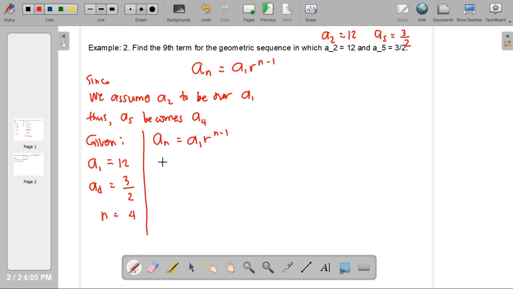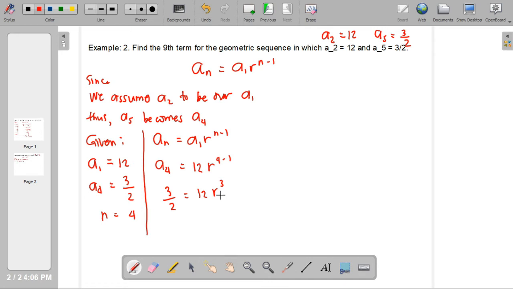Now, what is our a sub n? A sub n here becomes your a sub 4. That is your last term, the nth term. So, your a sub 1 is equal to 12. The r is what we are looking for, right? Your n is equal to 4 minus 1. Now, we have our a sub 4 with a value equal to 3 halves. So, we substitute that. That's 3 halves equals 12 r to the exponent of 4 minus 1, which is 3. Now, what we are looking for here is the value of r.